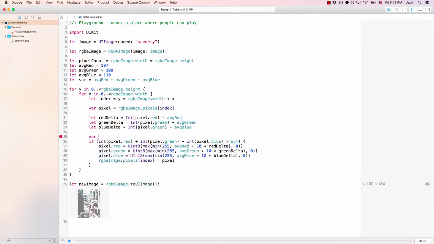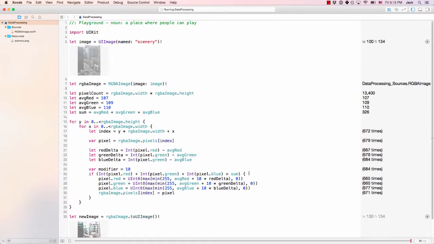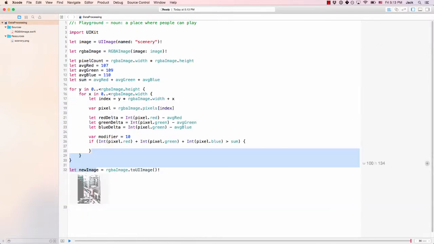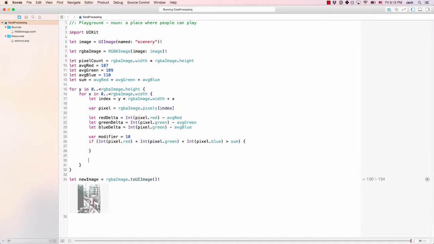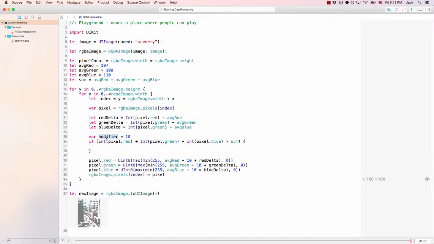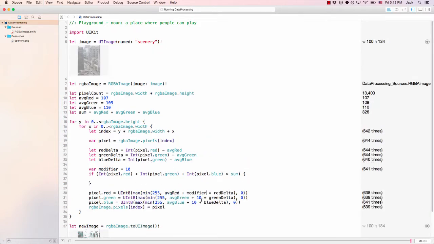What should we call that? That is sort of the modifier. Sure. And we'll set it to... I see what you mean. So we're going to move this code outside, and we're going to use modifier here instead.